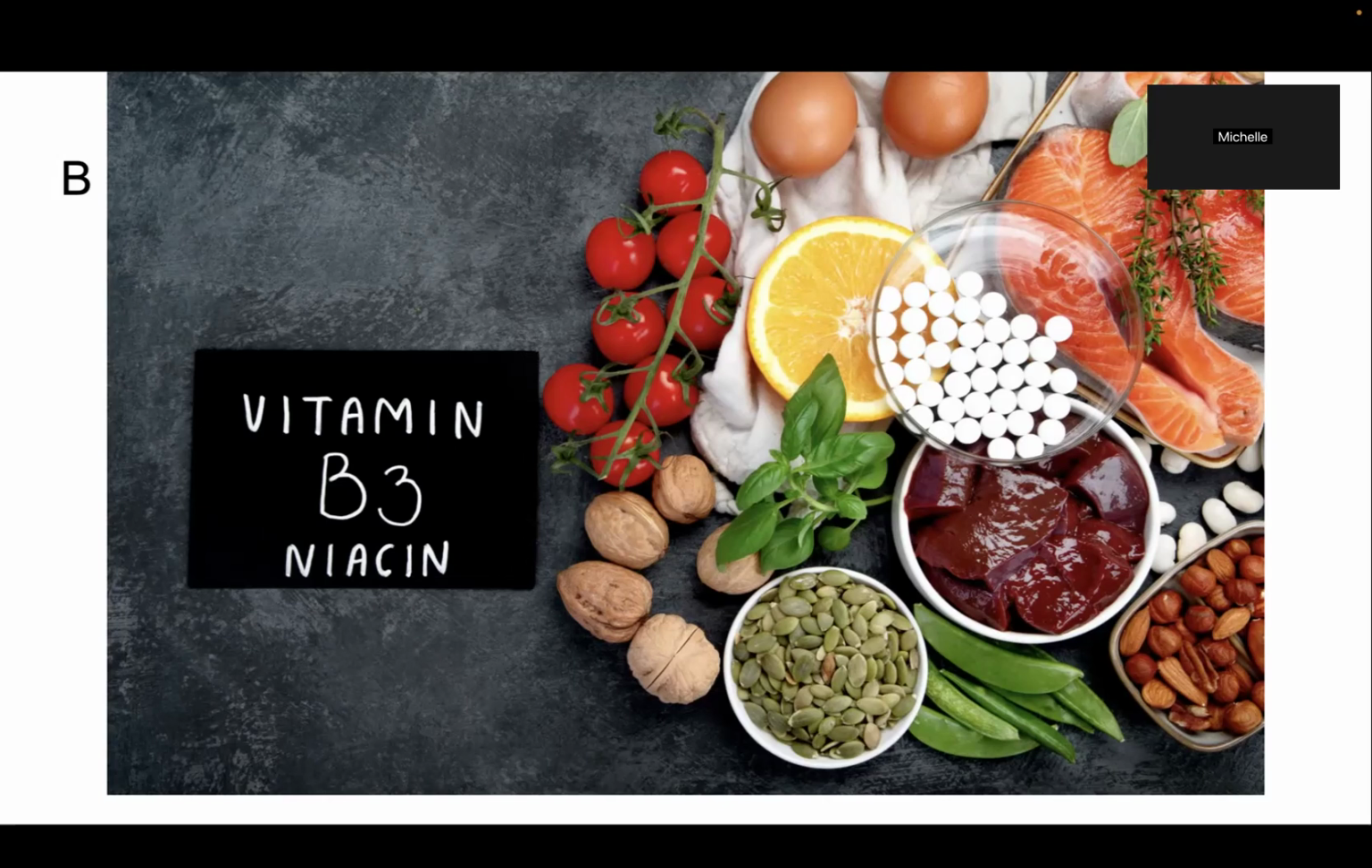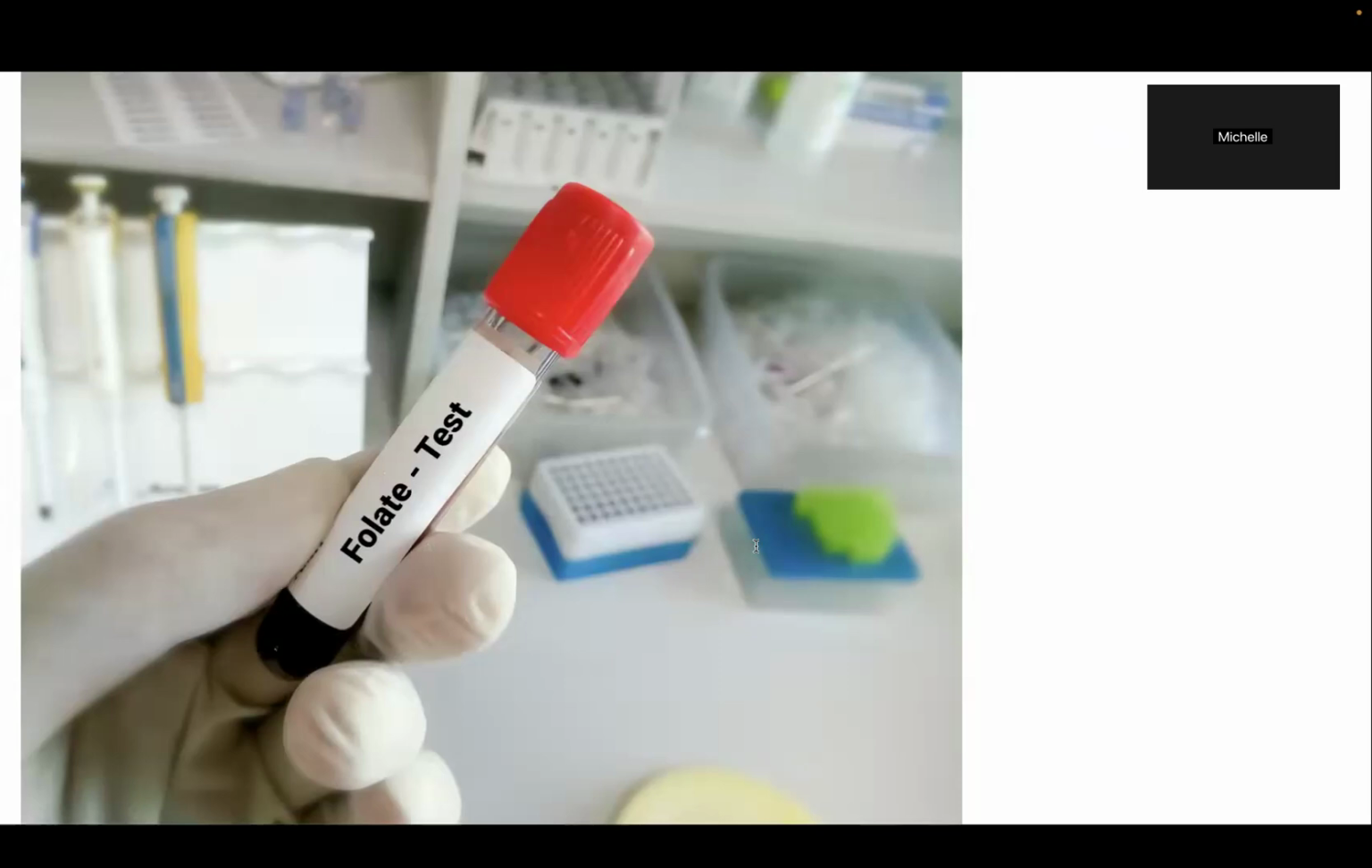And the way to remember the symptoms, the 4 Ds: dermatitis, dementia, diarrhea, and death. Sources, you got protein, peanuts, ready-to-eat cereals, chicken, rice, yeast. And I do believe I already said that. So there you go. Next is folate.